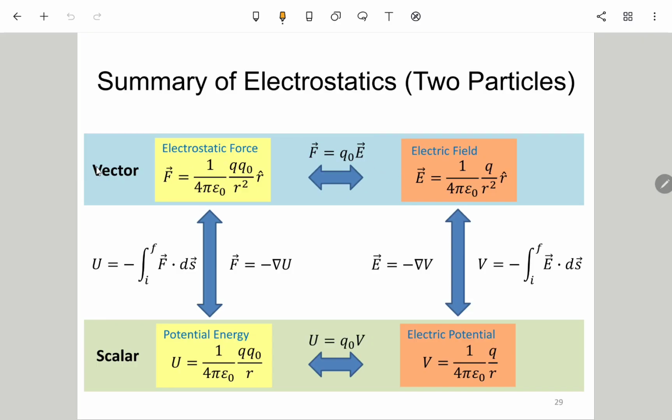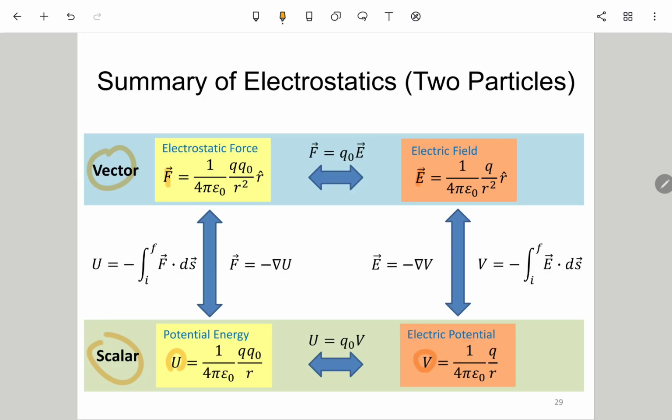The upper row, these two are vectors. The Coulomb's force is a vector. The E field is also a vector. But for the lower row, potential energy is a scalar. Electric potential is also a scalar.